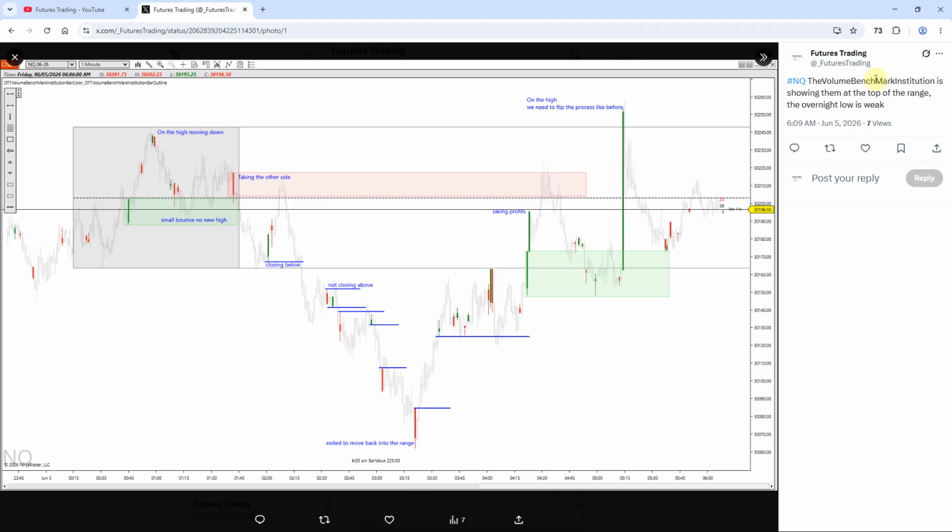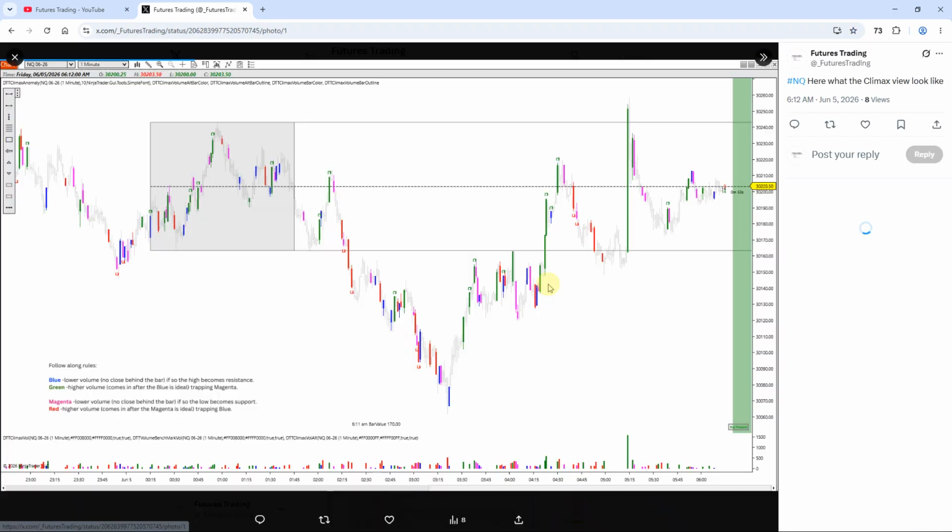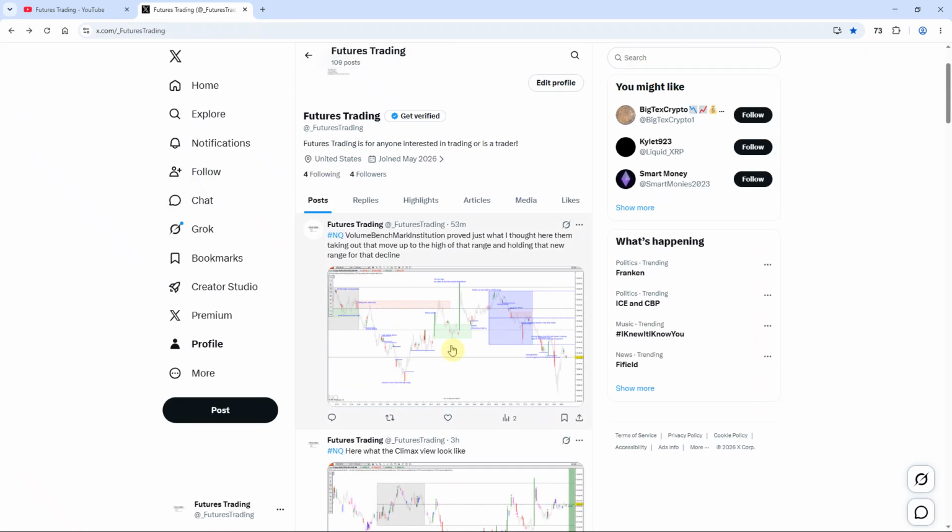This morning, I put the volume benchmark institution on the page here. And this is what it looked like at that moment. And we're going to look at this chart. But just take a look at that. If you've got to pause the video, that's fine. This is just the climax one. We'll take a brief look at that, but that's that volume benchmark.